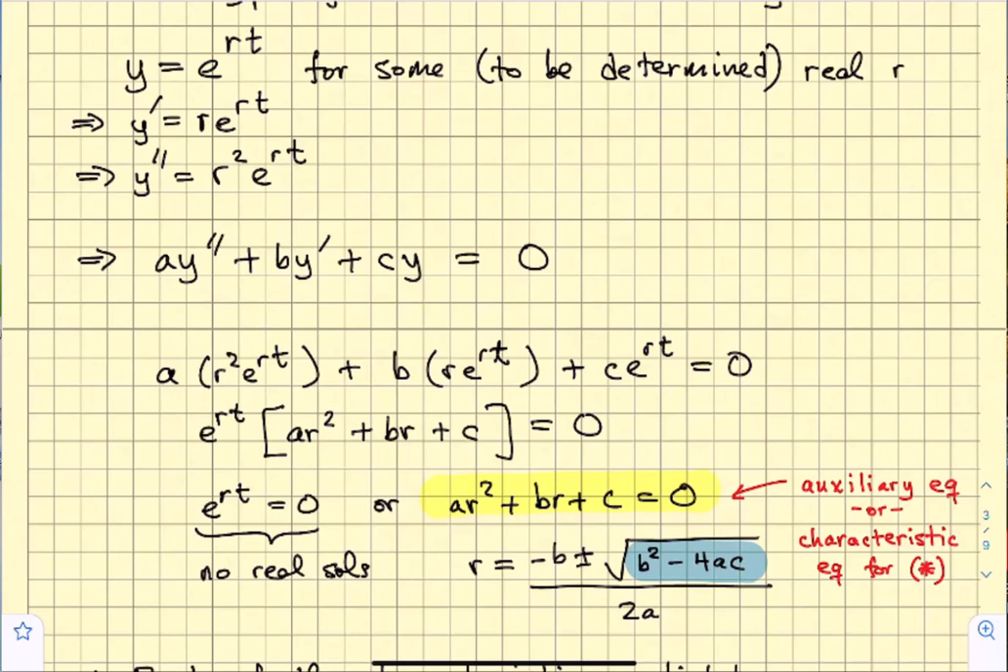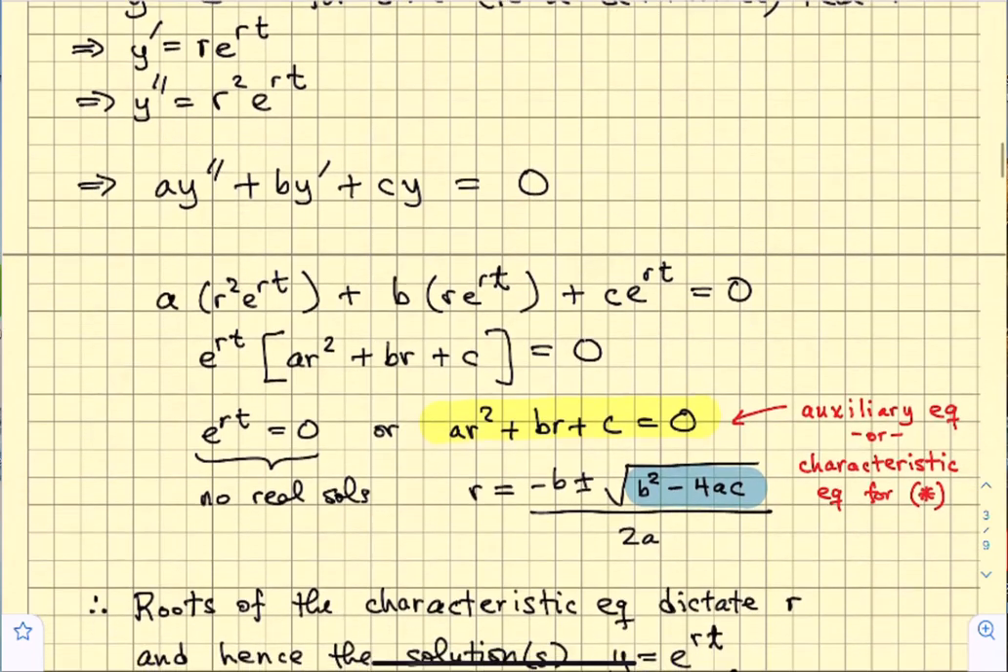So it must be that ar squared plus br plus c equals 0. This is known in our textbook as the auxiliary equation or the characteristic equation for the differential equation star. And notice this is just a standard quadratic equation. By the quadratic formula, we know how to solve for r.